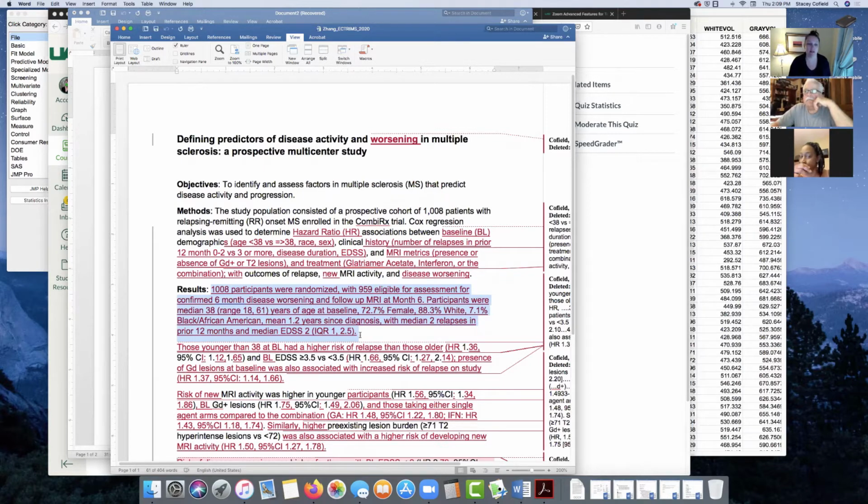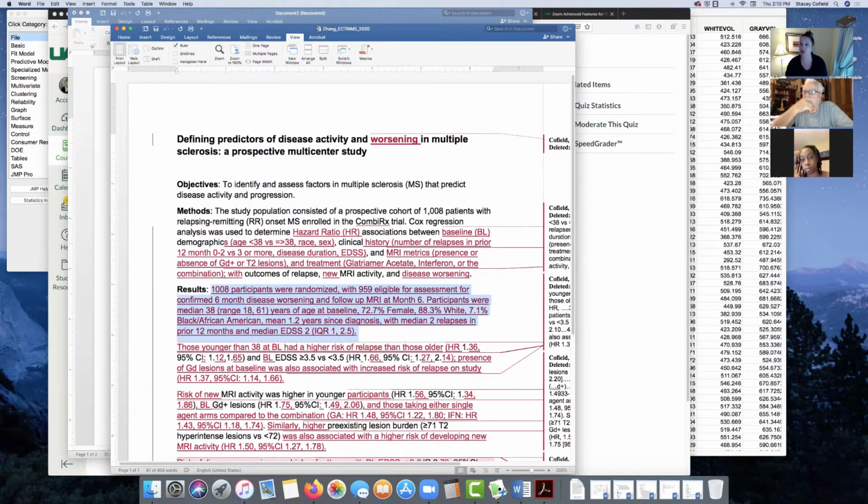In the analysis, and why. And then it describes that they were a median age of 38 with a range of 18 to 61, 72% female, 88% white, 1.2 years since disease diagnosis, and 2 relapses in the prior 12 months. So this tells people when they read this paragraph who these results apply to.